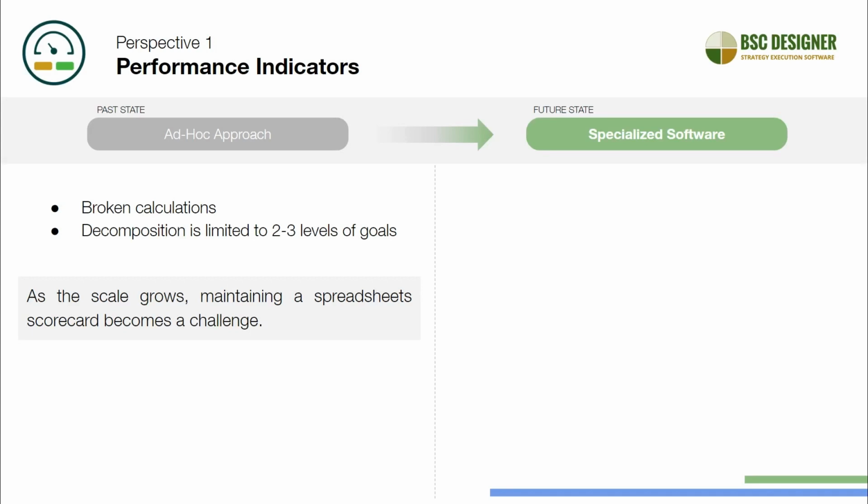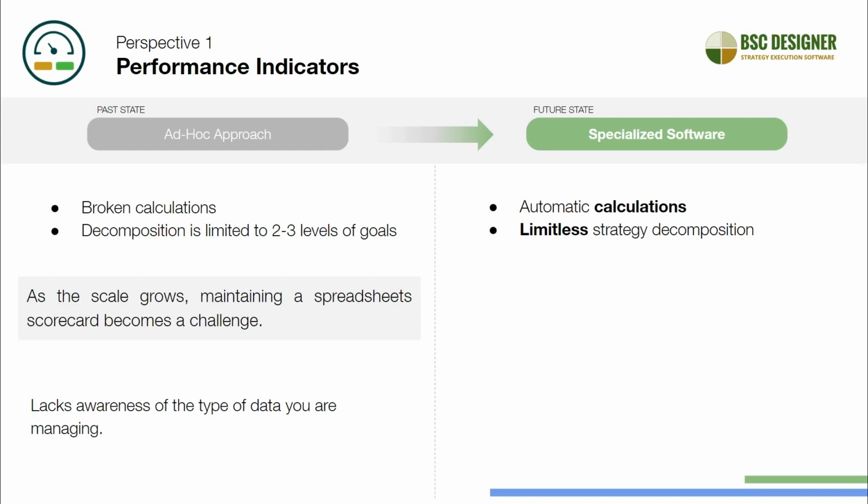In contrast, specialized software makes strategic planning more organized out of the box. Users can add new indicators without the risk of breaking the scorecard, and all the calculations are managed by the tool. Specialized software supports limitless strategy decomposition. Furthermore, general-purpose software lacks awareness of the type of data you are managing. In contrast, specialized software understands the process and ensures data consistency.